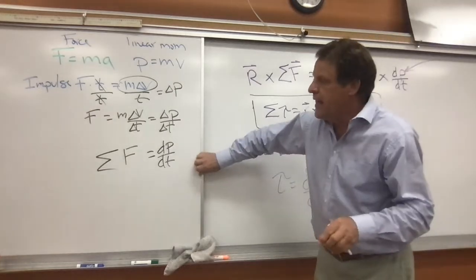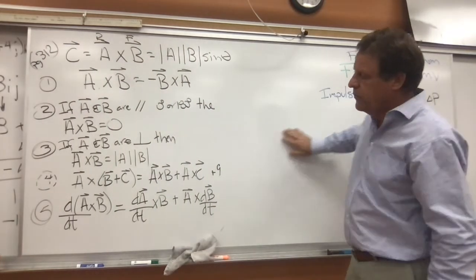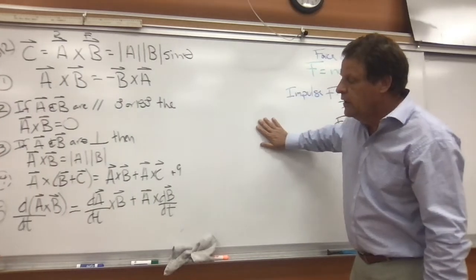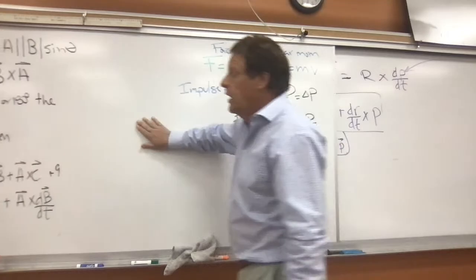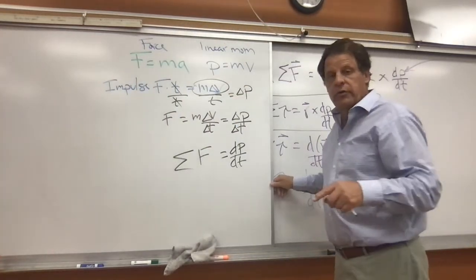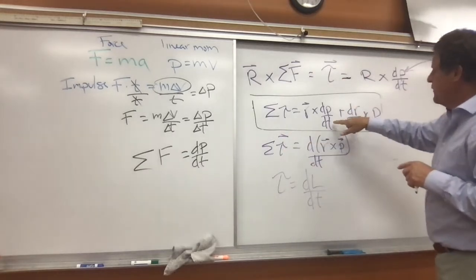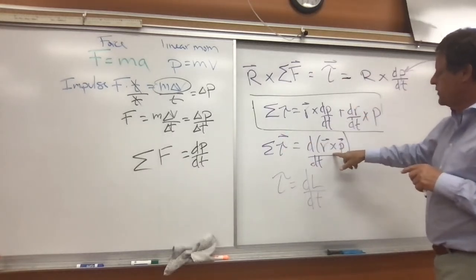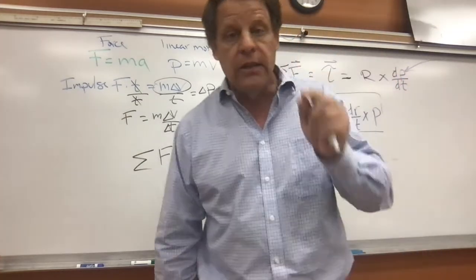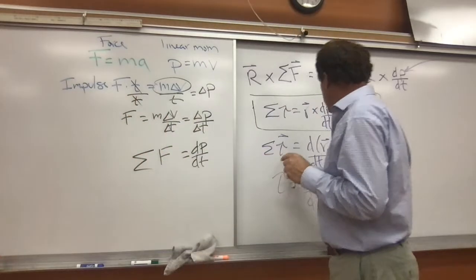So if we then go back and look at property number 5, which is talking about the derivative of a cross product being the derivative of one vector times the other vector plus the first vector times the derivative of the second vector, we're going to end up with this. And if we have this, then we can kind of come down to this, okay? So remember that torque is our angular analogy to force.